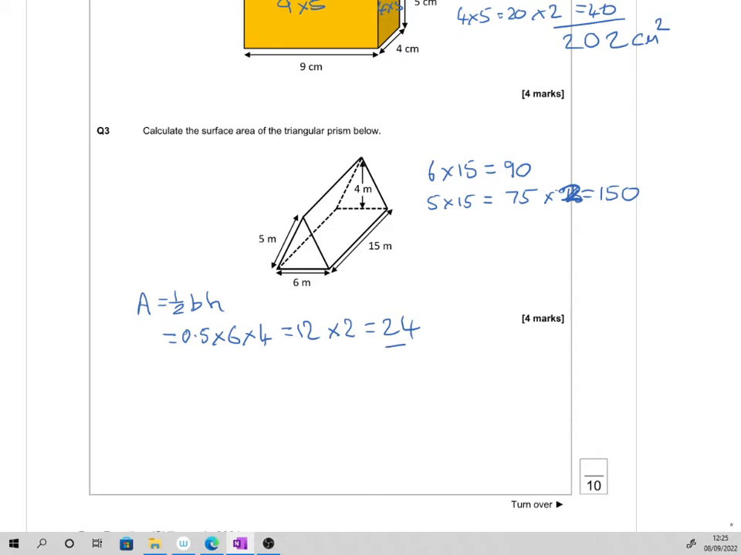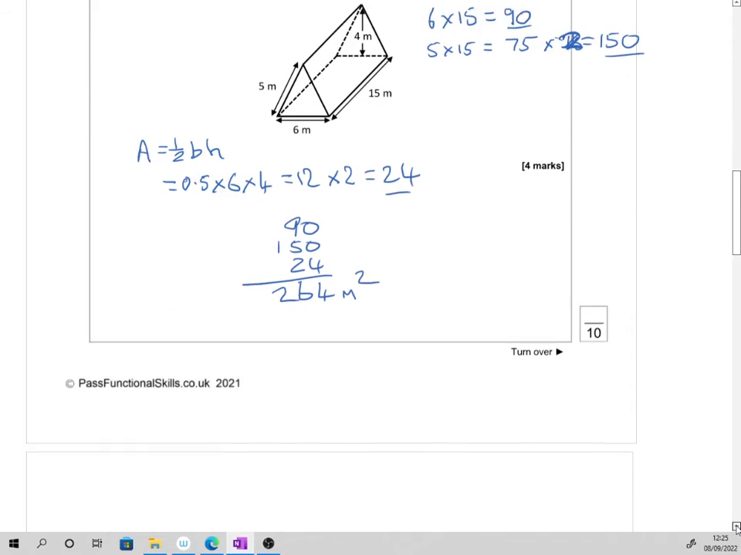So all of them, we need to do the surface area, add these 3 numbers up together. So 90, 150 and 24, which is 264 meters square. Wonder what other shapes have we got?